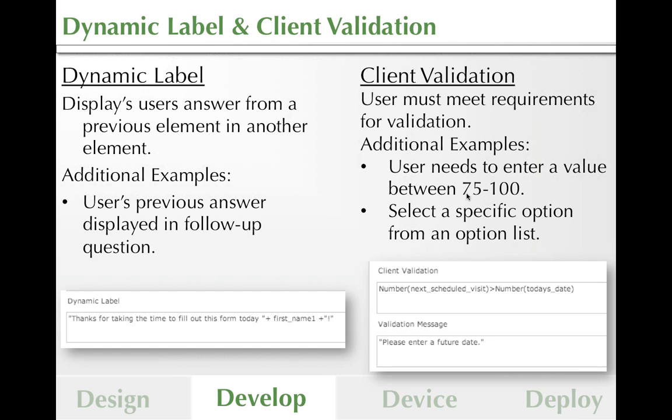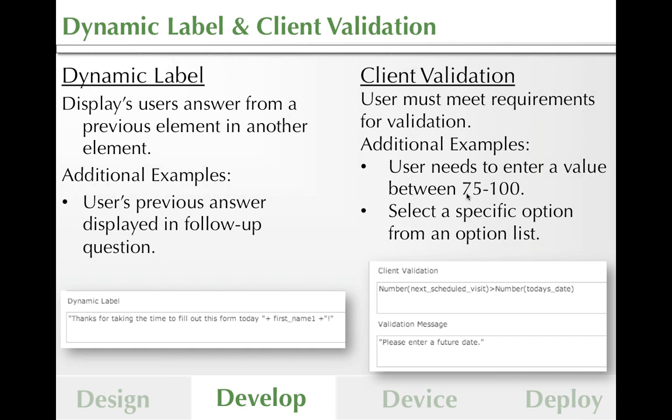Then we have our dynamic label and the client validation. The dynamic label, like we said earlier, displays a user's answer from a previous element in another element. So for our example today, "Thanks for taking the time to fill out this form," and then that was in parentheses, plus the data column name. And then we have our client validation, where here we have the number, and then the data column name is greater than today's date, and then the message that comes with that.